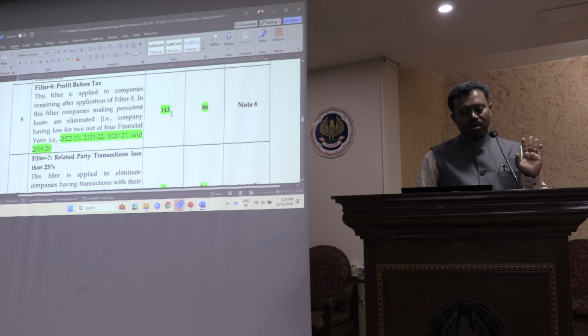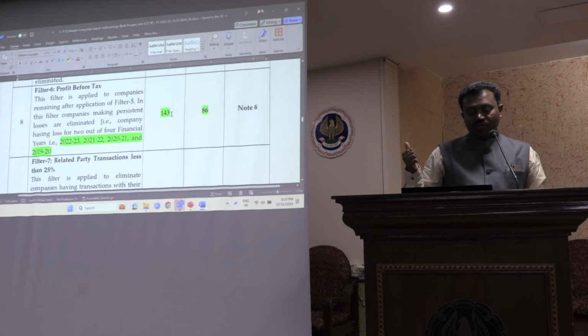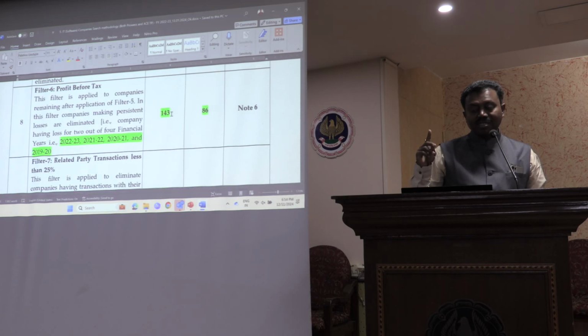So I'm happy. Profit before tax. The filter applied to companies remaining after application of filter 5. In this filter, companies making persistent losses are eliminated. That is, company having loss for 2 out of 4 financial years, we have eliminated. We have considered 4 financial years.